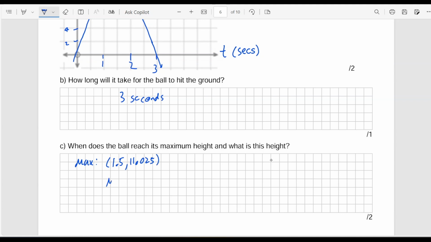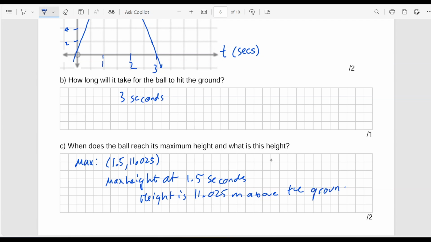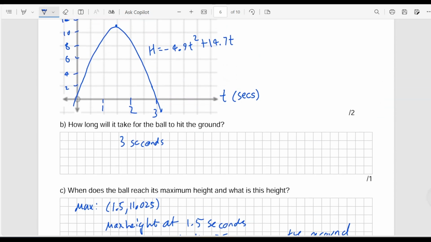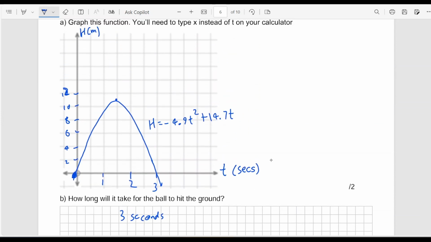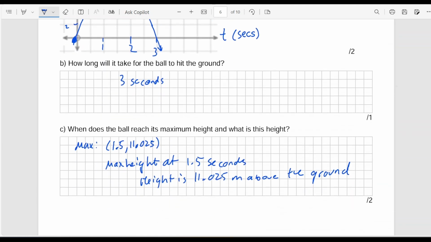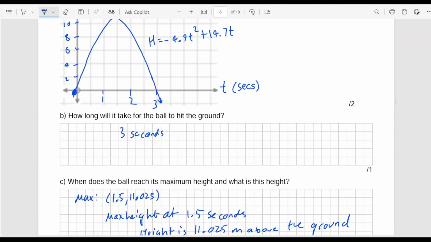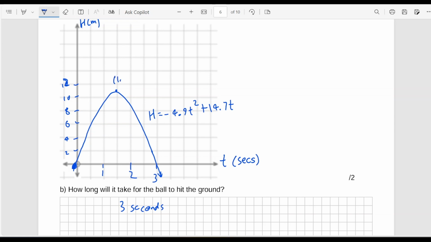So max height at 1.5 seconds, and the height is 11.025 meters above the ground. Now, technically here, because position graphs start at 0, we can have a dot there and an arrow coming off the end, but do make sure you have an arrow. And I might even mark it 1.5, 11.025.